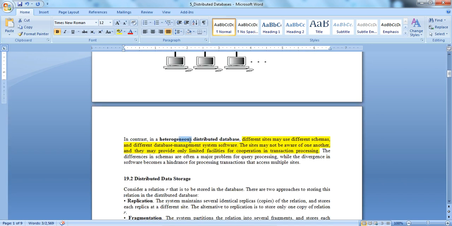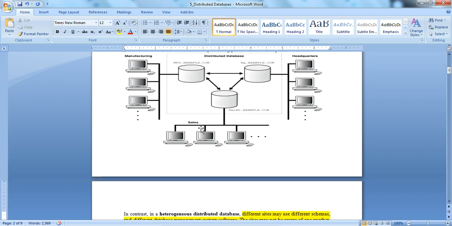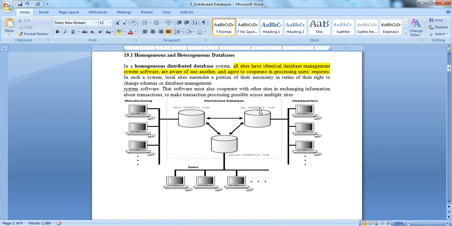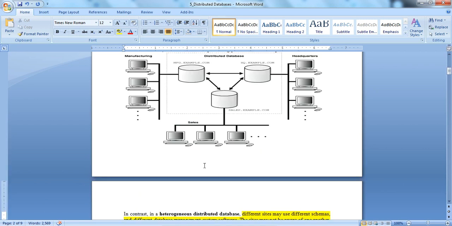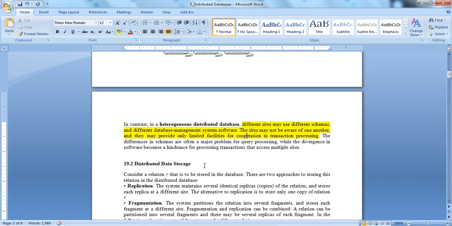Now the heterogeneous databases: different sites may use different schemas and different database management system software. That is heterogeneous. In homogeneous, it uses the same. The sites may not be aware of one another. They may provide only limited facility for cooperation in transaction processing. It's vice versa of the homogeneous, where sites communicate to help each other. This is simply the homogeneous and heterogeneous.